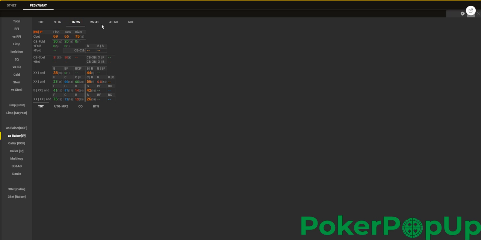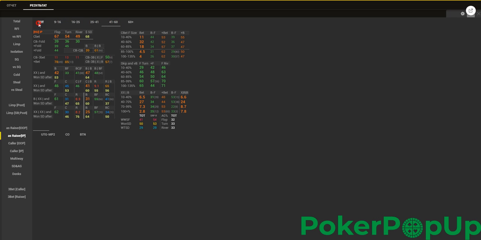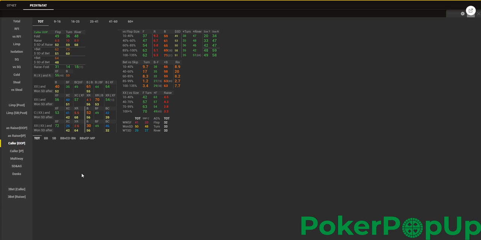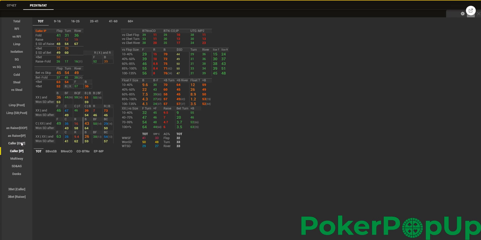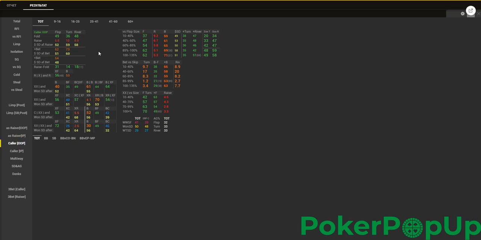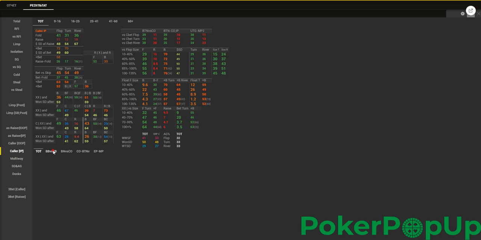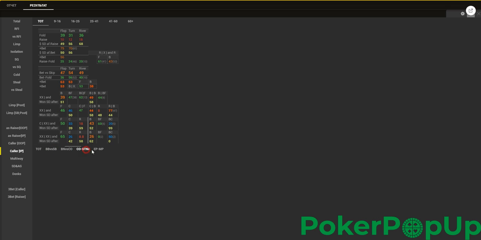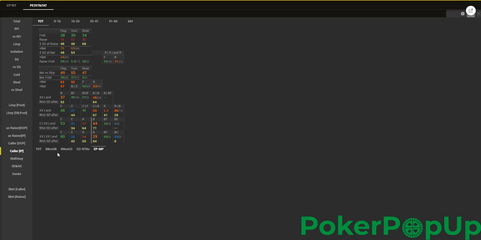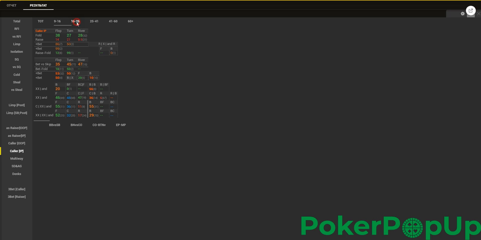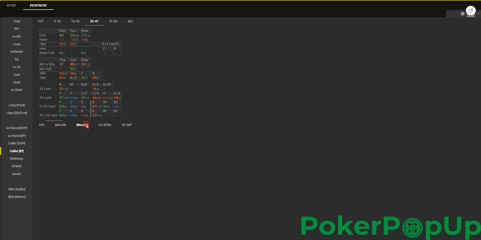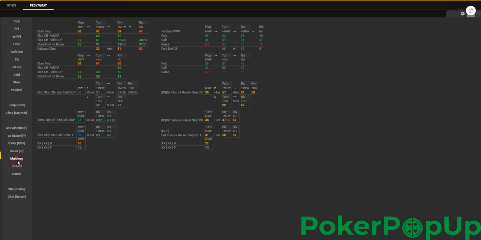Raiser in position, just like raiser out of position, all the same. However, the positions are different. You have UTG, MP, cutoff, and button. You can also choose various stack sizes. Caller out of position, caller in position, similar pop-ups. You can also switch stack sizes and position versus position right here. You can thoroughly analyze the post-flop game by position and by various stack sizes.